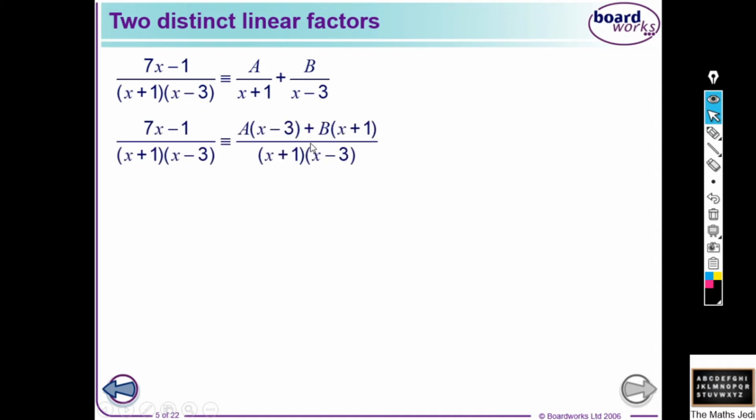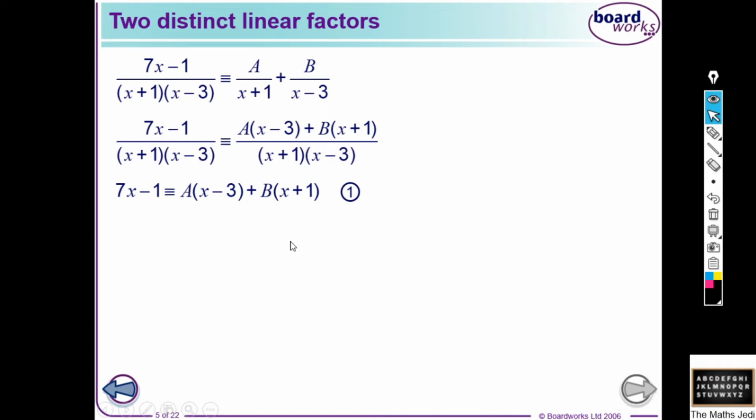If we were looking just at the right hand side, what we try and do is multiply up. So we'd have A lots of x minus 3, hopefully you understand we're multiplying by x minus 3 here, and B lots of x plus 1, and then of course the denominator being (x plus 1)(x minus 3). Because the denominator is the same, we look just at the top parts, the numerator parts. We'd have a situation where 7x minus 1 is equal to A(x minus 3) plus B(x plus 1). We're going to call that equation 1.